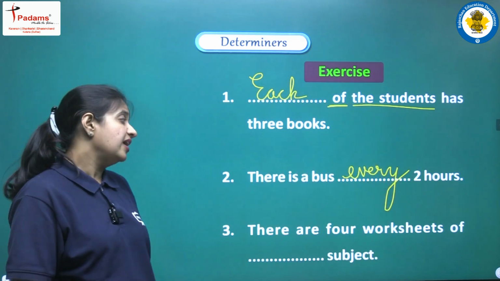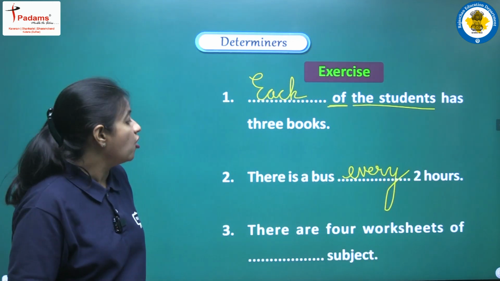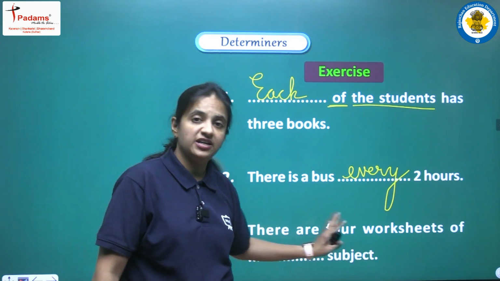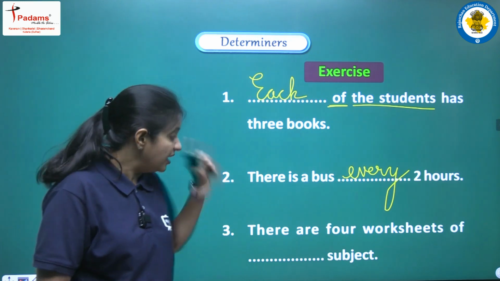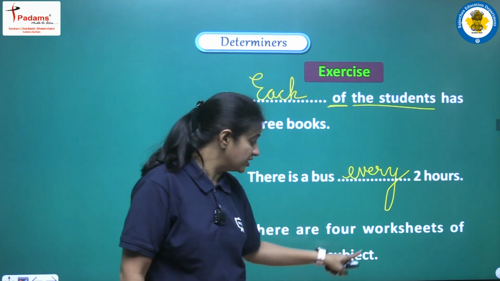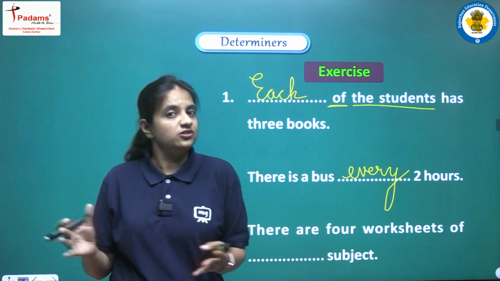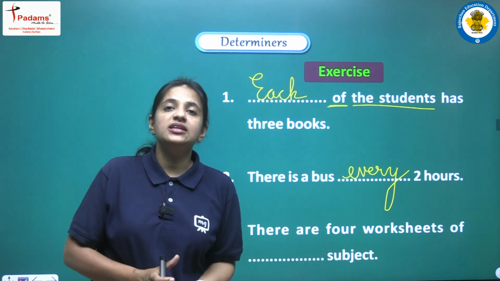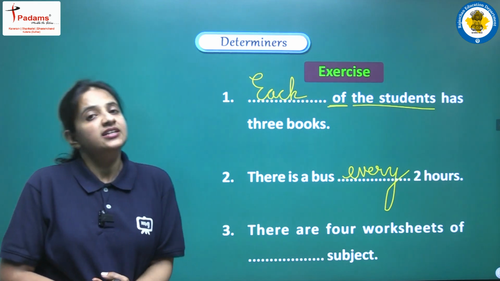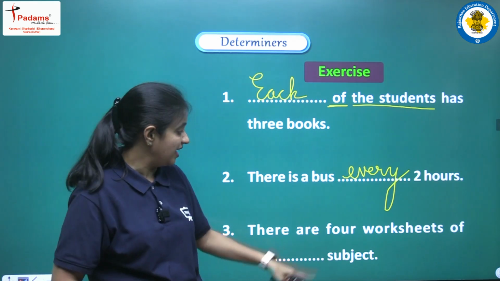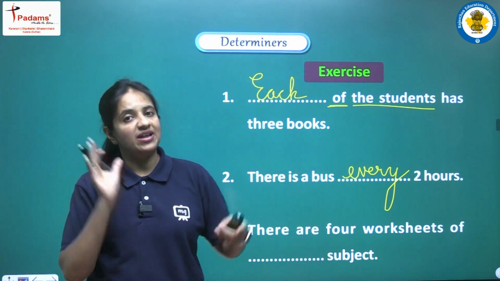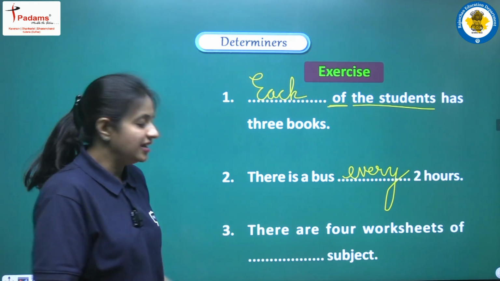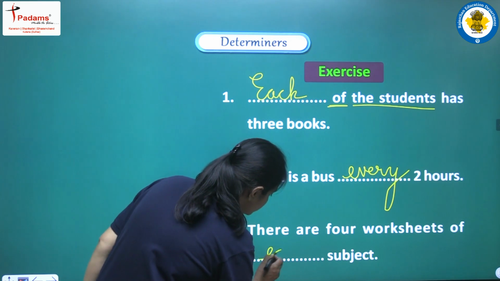Next sentence, "there are 4 worksheets of subject." Suppose there are 2 subjects, or 3 subjects, but we are saying that there are 4 worksheets for all the subjects. No matter whether there are 3 or 4, we are talking about all the subjects individually, right? Whatever subjects there are, all subjects have 4 worksheets. So whenever we are talking about all the things individually, then yes, we have to use each.